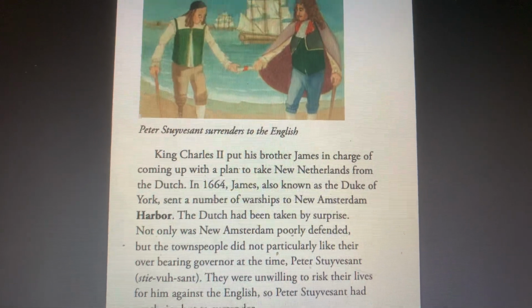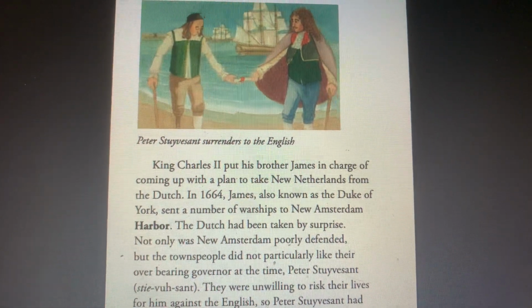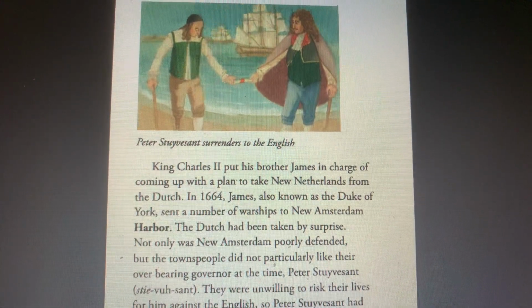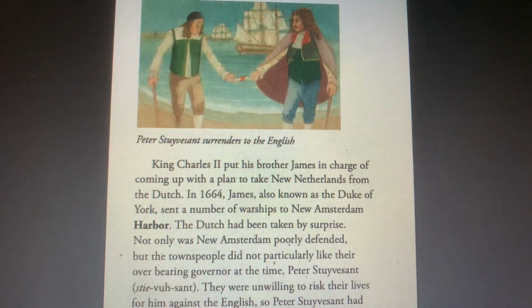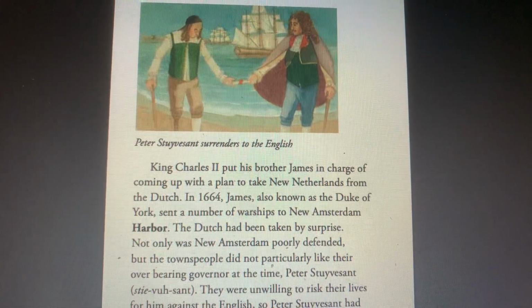King Charles II put his brother James in charge of coming up with a plan to take New Netherlands from the Dutch. In 1664, James, also known as the Duke of York, sent a number of warships to New Amsterdam harbor. The Dutch had been taken by surprise.